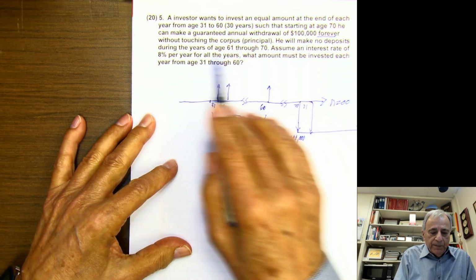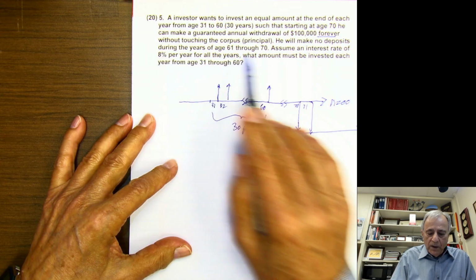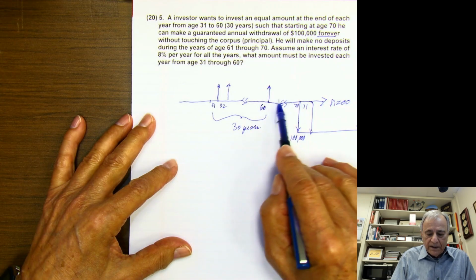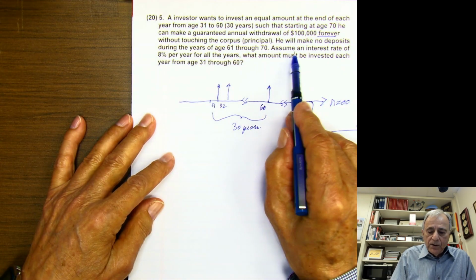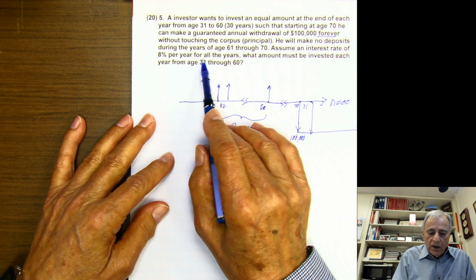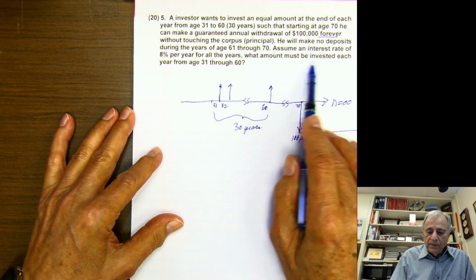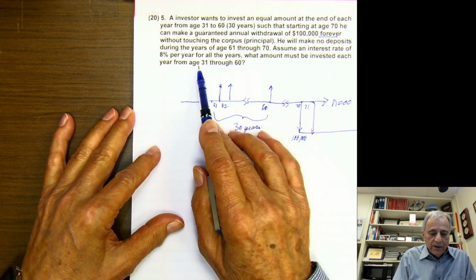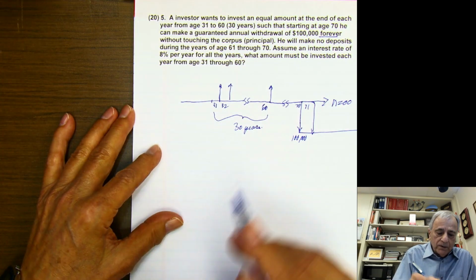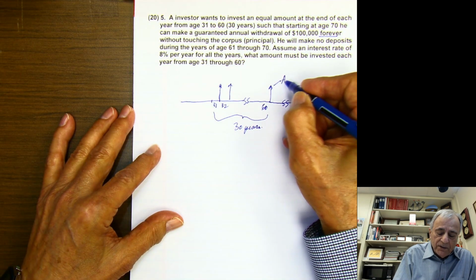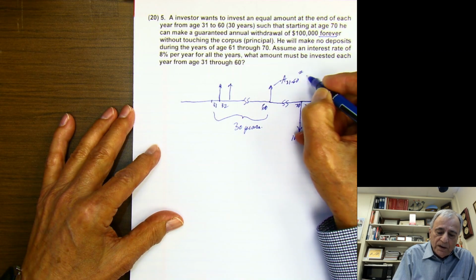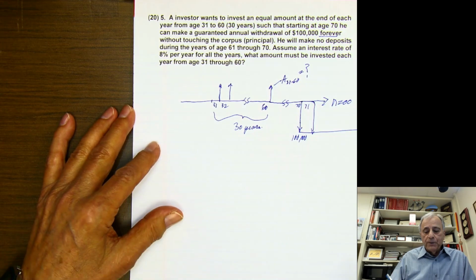He will make no deposits during the years 61 through 70. So there's no deposits coming in during this time frame. Assume an interest rate of 8% per year for all the years. What amount must be invested each year, years 31 through 60? So the question is, how much is this A series? A 31 through 60 equals question mark dollars per year.